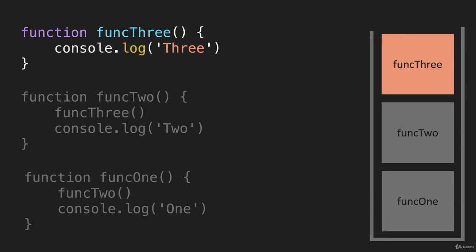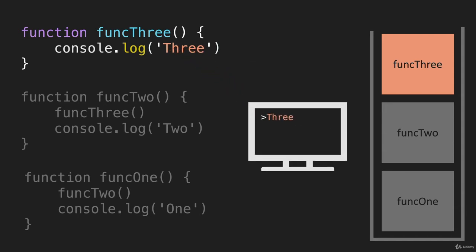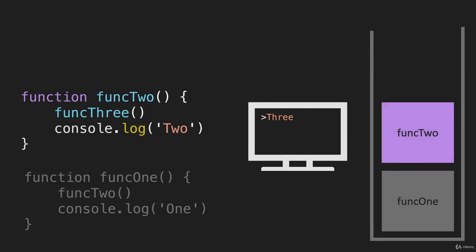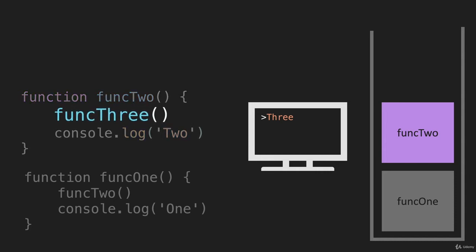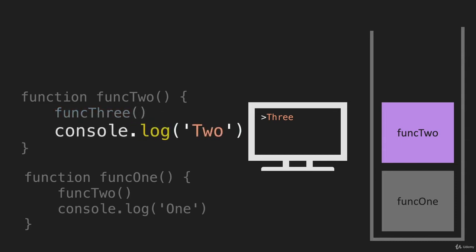Now, function 3, we're just going to have it console log out 3. We're not going to have it call another function. But when it gets done writing the 3 to the console, this function is done running. And once it's done running, we can pop that from the call stack. Now you can see that function 2 is the top of the call stack. You can look at it like this. We were waiting for this line of code to complete, function 3, before we move to this line of code.